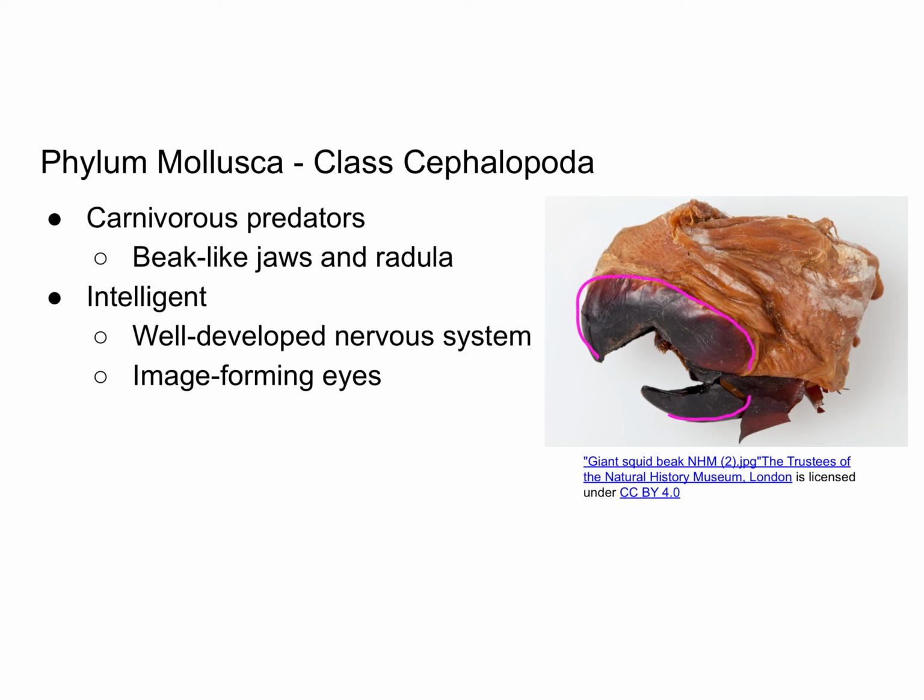This is the beak. And once again, if you've ever dissected a squid or an octopus, you've probably pulled that beak out. It's very, very hard, and it looks like a parrot's beak. They also have that radula, which remember is that rough tongue-like structure.